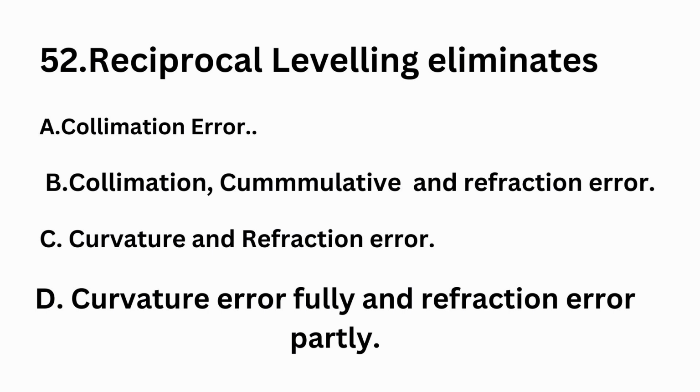Next question: reciprocal leveling eliminates. First of all, we need to know what reciprocal leveling is. Reciprocal leveling is a surveying technique in which readings are taken from both directions between 2 points in order to reduce error. Reciprocal leveling eliminates the error due to collimation and error due to curvature of the earth entirely, but as refraction depends upon the atmosphere, which may change every minute, error due to refraction cannot be eliminated properly. So option D is correct.